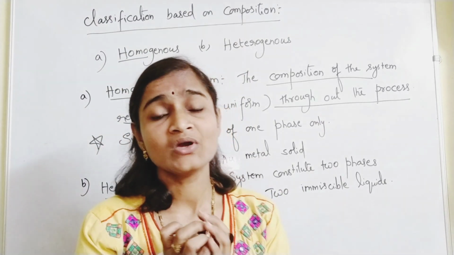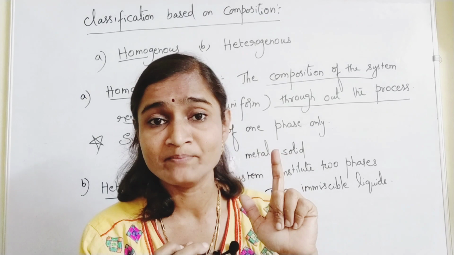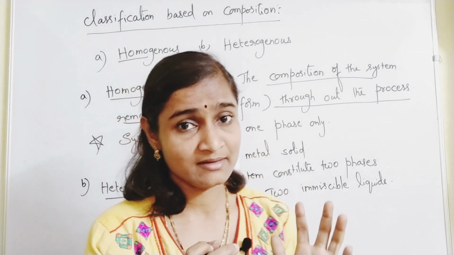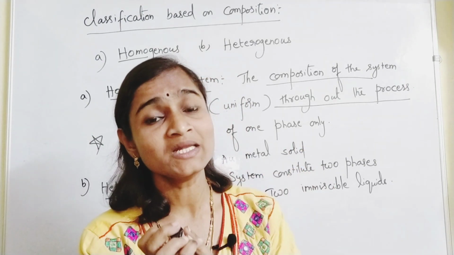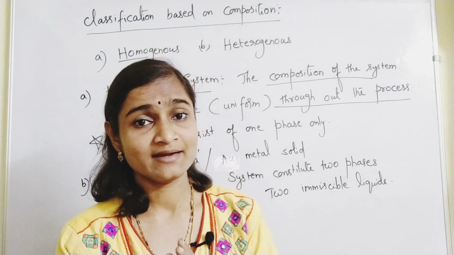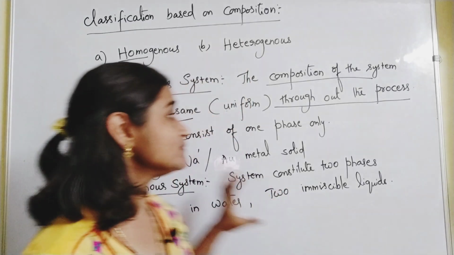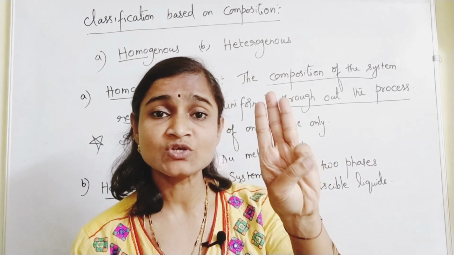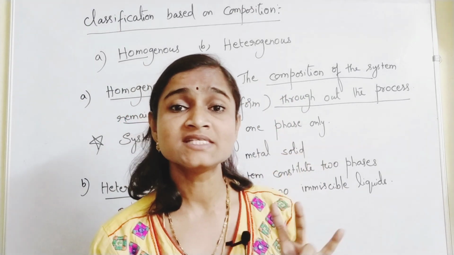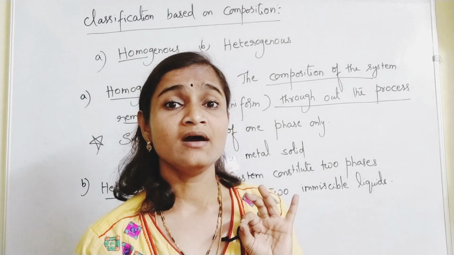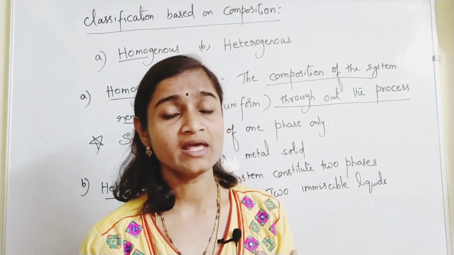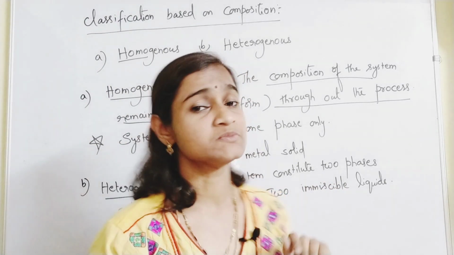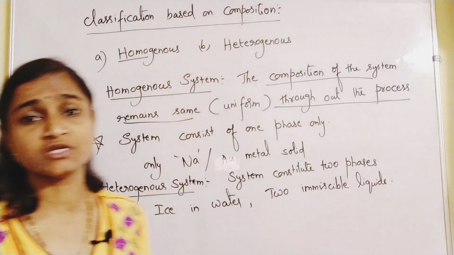So this is all about the different terms used in thermodynamics. Very important: system, surroundings and boundary. We have learnt about types of boundaries: real and imaginary, rigid and flexible, diathermic and adiabatic. And types of systems based on mass and energy exchange: open system, closed system and isolated system. Also homogeneous and heterogeneous.